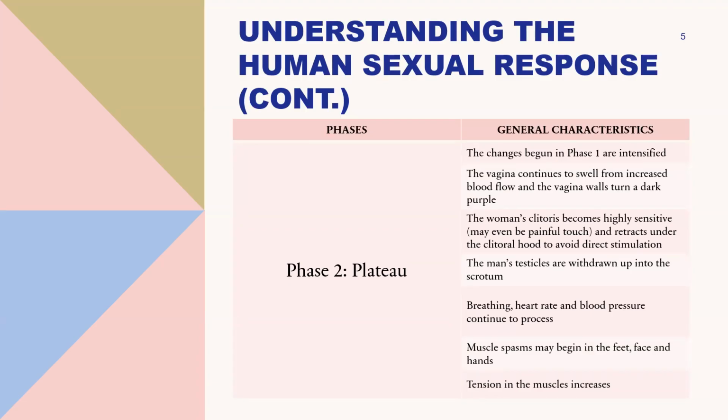So the second phase is plateau. These are the general characteristics wherein the changes begun in phase one are already intensified. So the vagina continues to swell from increased blood flow, and the vaginal walls turn a dark purple. The woman's clitoris becomes highly sensitive and may even be painful to touch, and retracts under the clitoral hood to avoid direct stimulation. The man's testicles are withdrawn up into the scrotum. Breathing, the heart rate, and blood pressure continue to increase. During this phase, muscle spasms may begin in the feet, the face, and hands. And the tension in the muscles increases.